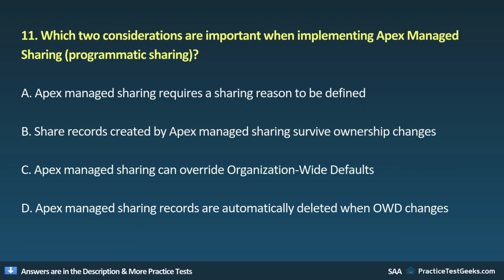11. Which two considerations are important when implementing Apex Managed Sharing, programmatic sharing? A. Apex Managed Sharing requires a sharing reason to be defined. B. Share records created by Apex Managed Sharing survive ownership changes. C. Apex Managed Sharing can override organization-wide defaults. D. Apex Managed Sharing records are automatically deleted when OWD changes.